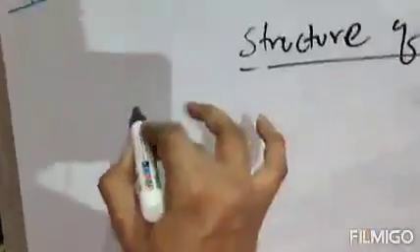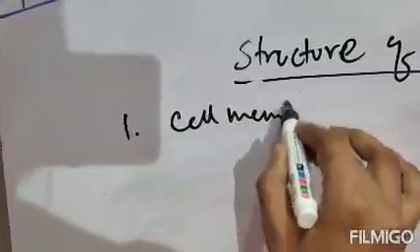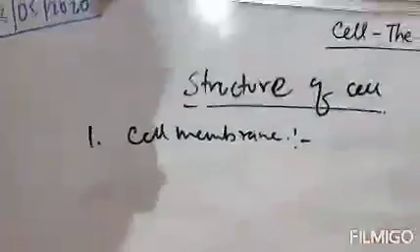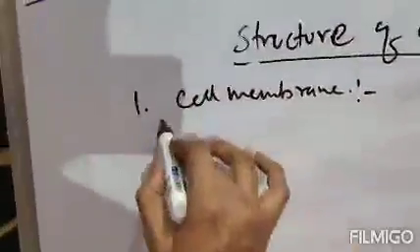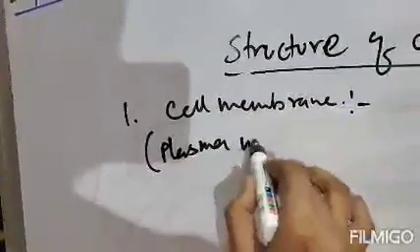Now we will study the three parts, that is cytoplasm, nucleus, and the first part, that is cell membrane. So the first part of the structure of the cell is the cell membrane. Cell membrane is also called plasma membrane. It is the outer covering layer or outermost layer. That means each cell is surrounded by a cell membrane or plasma membrane.